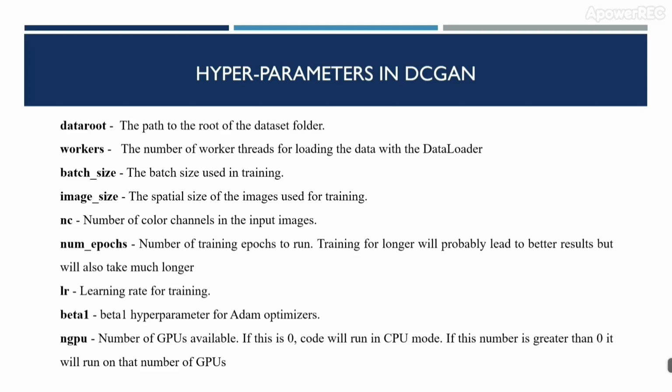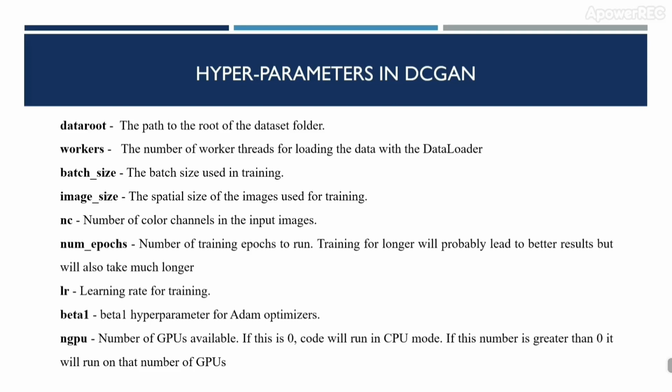Next, coming to the hyperparameter tuning. These are the hyperparameters used in the DCGAN. Data root is used to set the path to the root of the dataset folder. Workers defines the number of worker threads required for loading the data with the data loader. Batch size defines how many images should be taken at a time. Image size is the size of the image. NC means number of channels in the input images. For color images, it is 3, that is red, green and blue. NZ is the length of the latent space input vector.